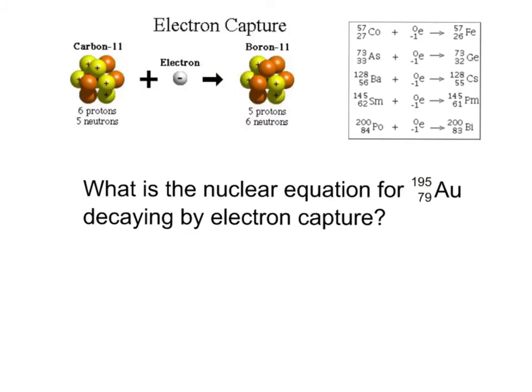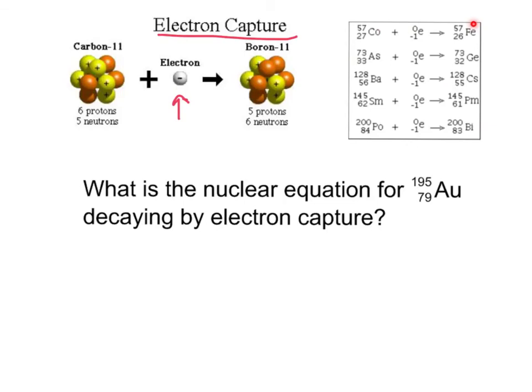Let's look at the last type of radioactive decay that we are going to discuss, and that is electron capture. Electron capture is simply the process in which one of the inner orbital electrons is captured by the nucleus, and that's represented here, an electron. Gamma rays are always produced with electron capture, even though they're not written here. These are just examples of electron capture.